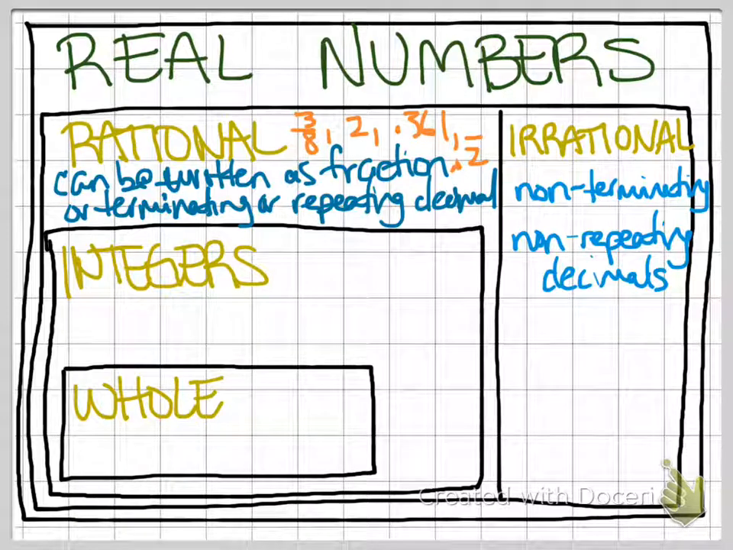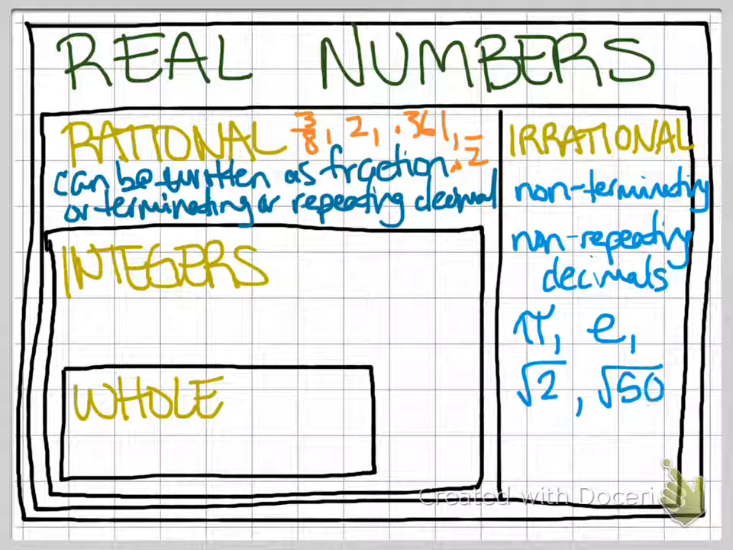The easiest way to identify an irrational number is that if you change it into a decimal, it would be a non-terminating, non-repeating decimal. The most famous example of an irrational number would be pi. Or there's another number that we will deal with later in Algebra 2, and it's e. If you tried to change the square root of any non-perfect square number, you would get a non-terminating, non-repeating decimal. So the square root of 2, or the square root of 50, are all irrational numbers.